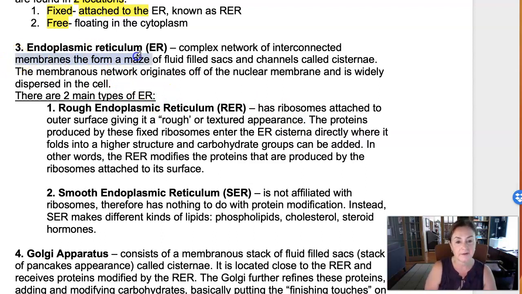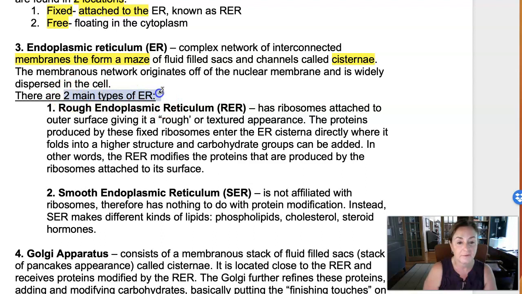So jumping back to the notes, as far as the ER goes, this is a membranous organelle. It's kind of like a membranous maze. You can probably tell that by the pictures that we were looking at. That membrane originates off of the nuclear membrane, and therefore it's always located close to the nucleus. There's usually lots of it in the cell, so it fills the cell somewhat. It's just kind of like this maze, this interwoven network of channels and fluid-filled sacs called cisternae. Okay, it originates off the nuclear membrane, widely dispersed in the cell.